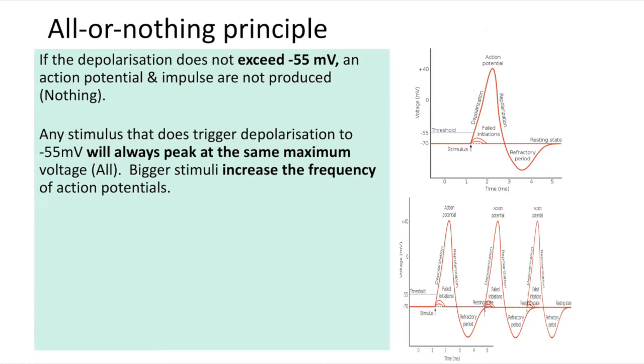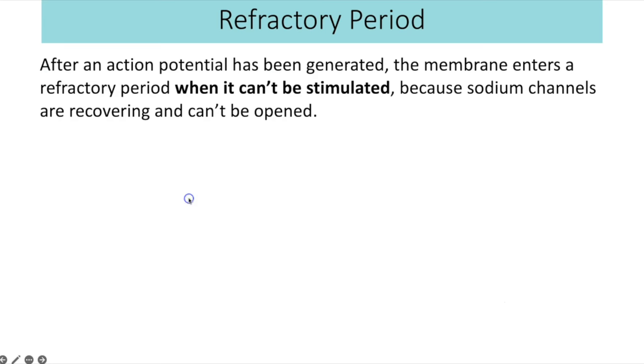But what does vary is the frequency at which those action potentials are going to be generated. So the larger the stimulus, the quicker the frequency, or the higher the frequency. So this is what we mean by the all or nothing principle. If you don't reach that minus 55 millivolts, then nothing will happen. You won't get an action potential. But if you do, then you'll always get an action potential, and it will always peak at that same voltage.